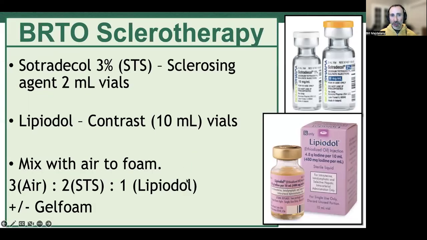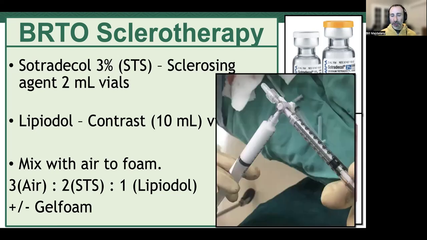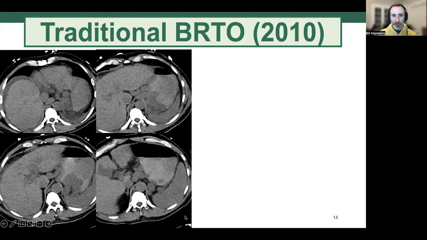Generally, my preferred agent when I do BRTO in the US is Sotradecol 3%. That's our sclerosing agent. I mix that with Lipiodol, or ethiodized oil, which is the contrast agent, as well as air in a ratio of 3 to 2 to 1. And you get a white foamy solution. If you want to thicken it, you can mix it with Gelfoam.